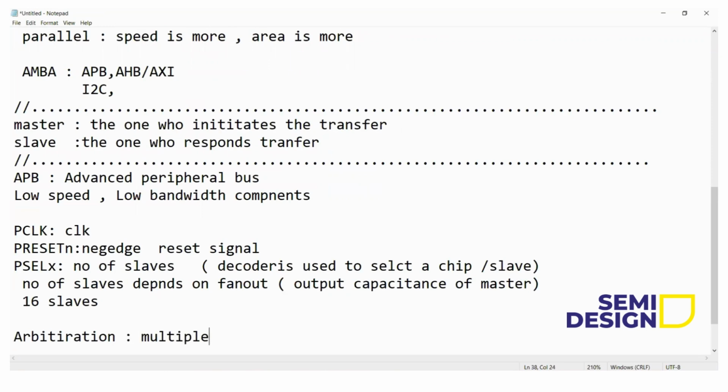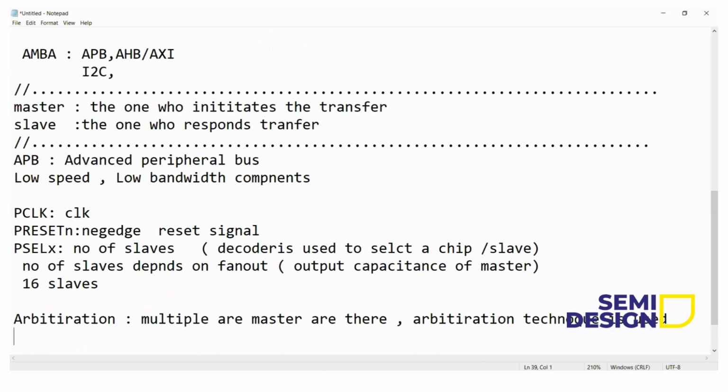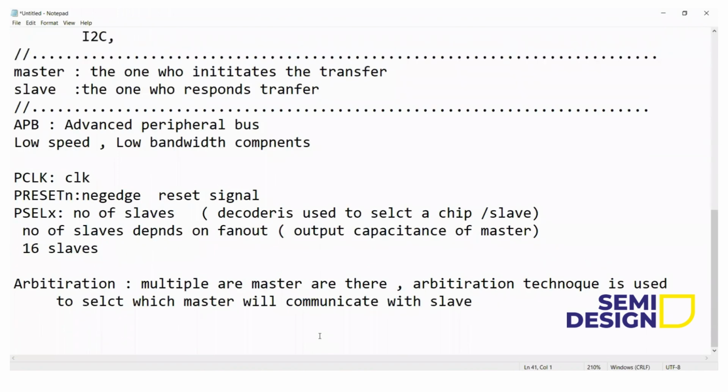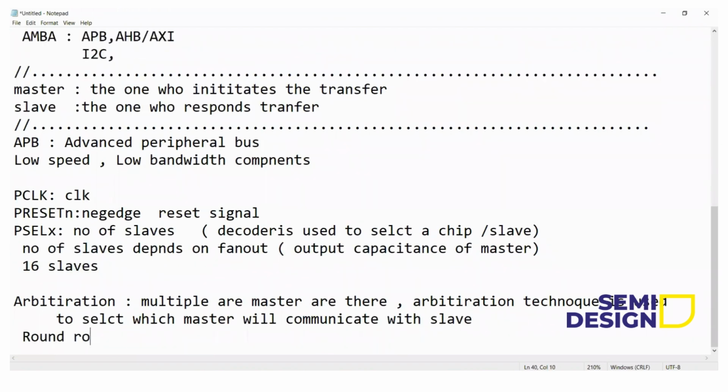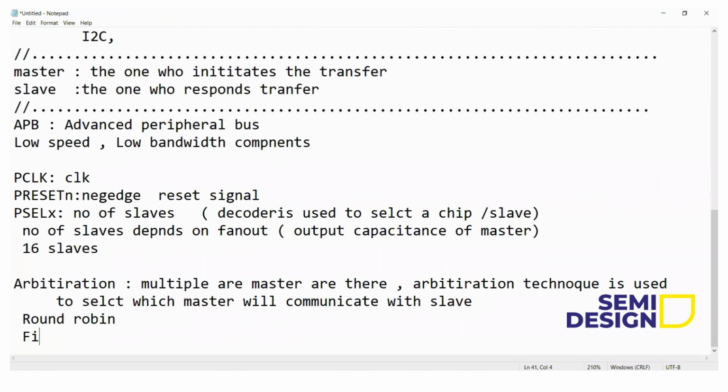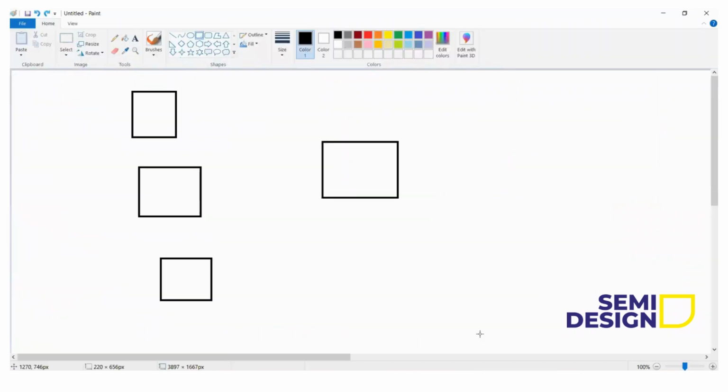Arbitration means if multiple masters are there, then an arbitration technique is used to select which master will communicate with the slave. Many types of arbitration technique are there. Commonly used is round robin. You can go through FIFO also. FIFO means whichever master comes first, that master will be given the access. Let this master come first, so first this master, then this master, then this master.